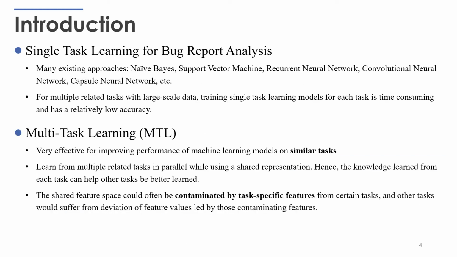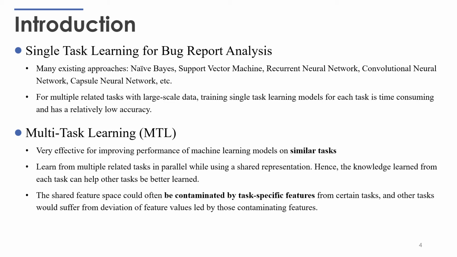Okay, so there exist many single-task learning methods for bug report analysis. For example, Naive Bayes, support vector machine, recurrent neural network, convolutional neural network, capsule neural network, and etc. So, for multiple related tasks with large-scale data like the priority and severity prediction, along with the bug fixing time prediction, training single-task learning models for each task is time-consuming and has a relatively low accuracy.